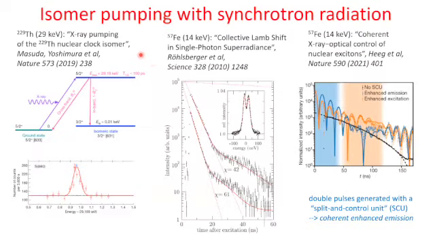Then finally, isomer pumping with synchrotron radiation has shown some notable successes. I can't spend the time on it that I'd like to, but just note thorium-229, we've mentioned before, published in Nature. Iron-57, we've mentioned before, published in Science. Iron-57 again, published in Nature. So these are significant advances in the manipulation of isomers using synchrotron radiation. And I think we can expect further advances.